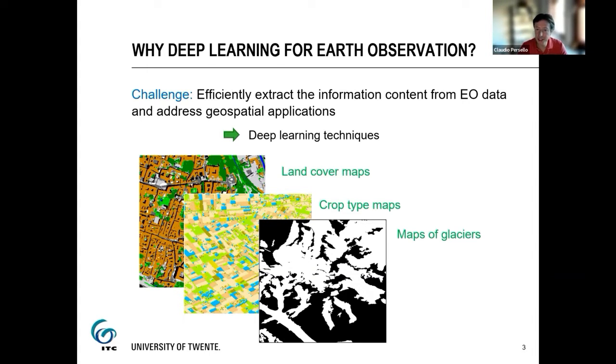So here is where deep learning enters into the scene. I mean, deep learning is nowadays the most effective way to extract information from raw data and produce information in the forms of maps, for instance. And here you see some examples of maps of urban environment, of crops, and as we will talk later about, glaciers.